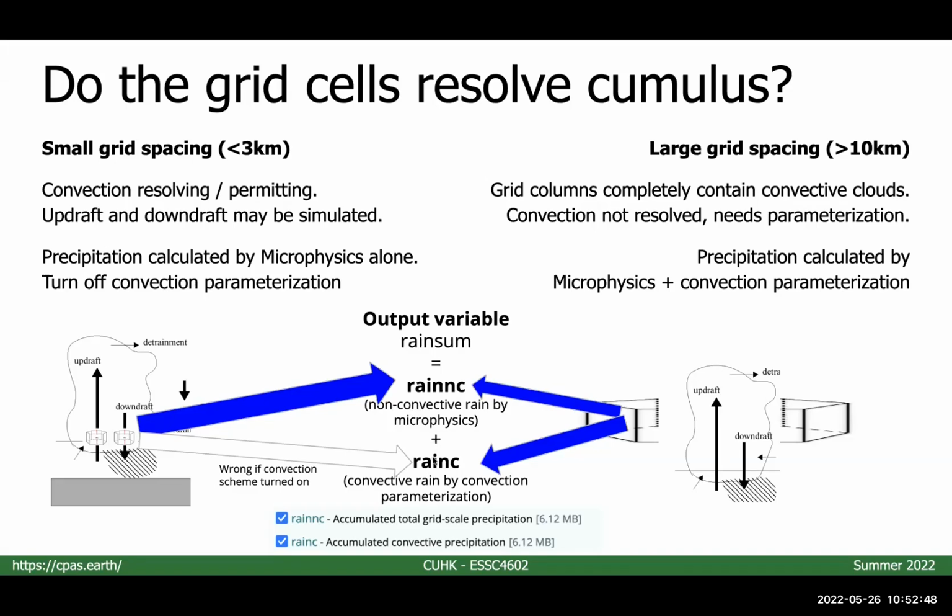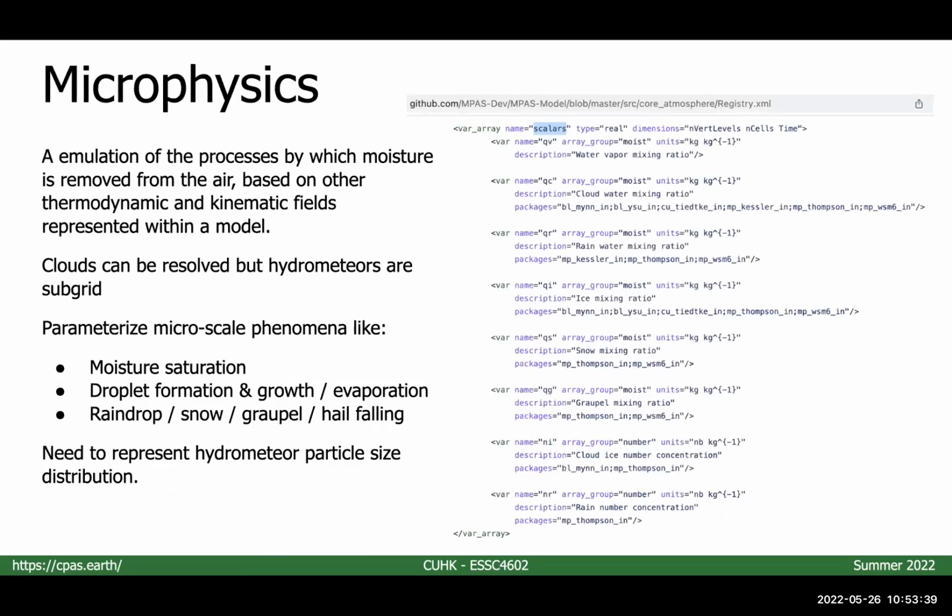So when you need to get the rainfall from the whole NWP simulation, you have to add them together. And in some of our web interface or in some of the code, we call it RAINSUM, but if you don't see it, you just add them together. Or when you analyze the rain produced by these two schemes respectively, you can inspect these two variables separately. So for microphysics, I will use the next slide.